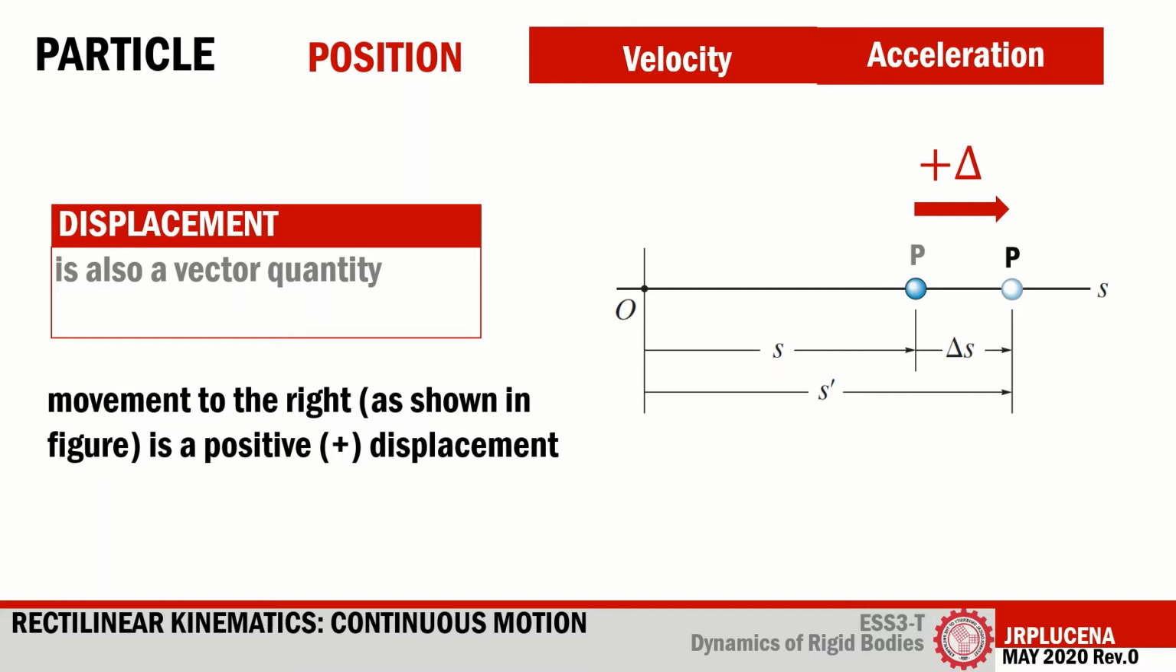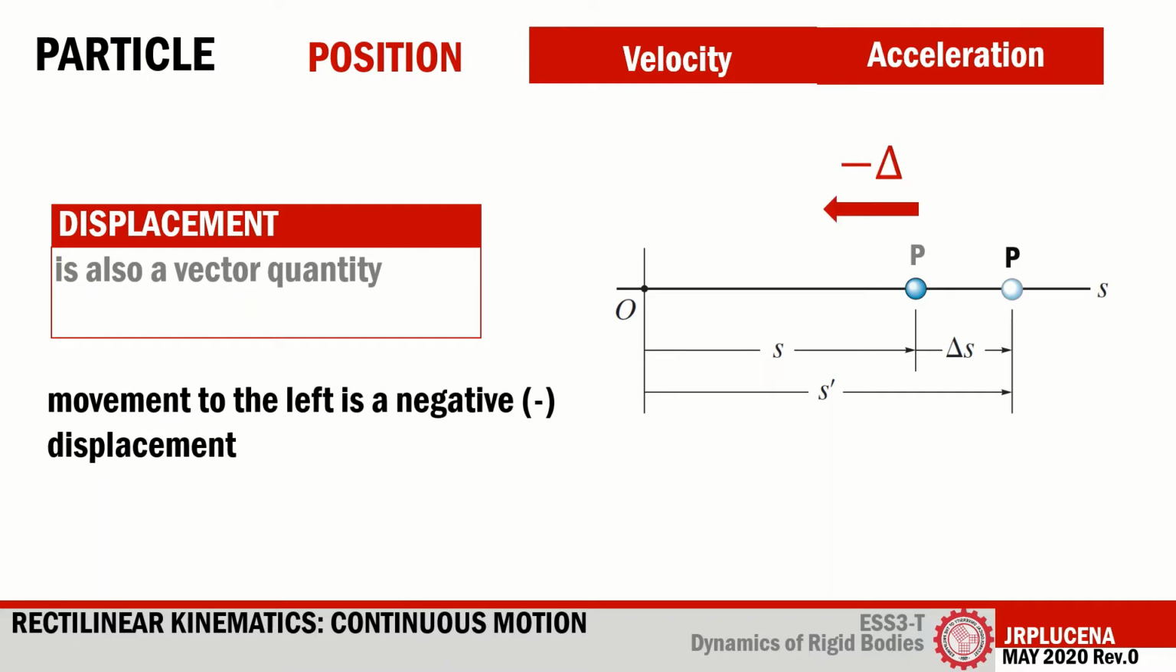Displacement is also a vector quantity, meaning movement to the right is positive and movement to the left is negative. And it also follows the sign convention for a vertical displacement that is similar to the sign convention we use for the position.